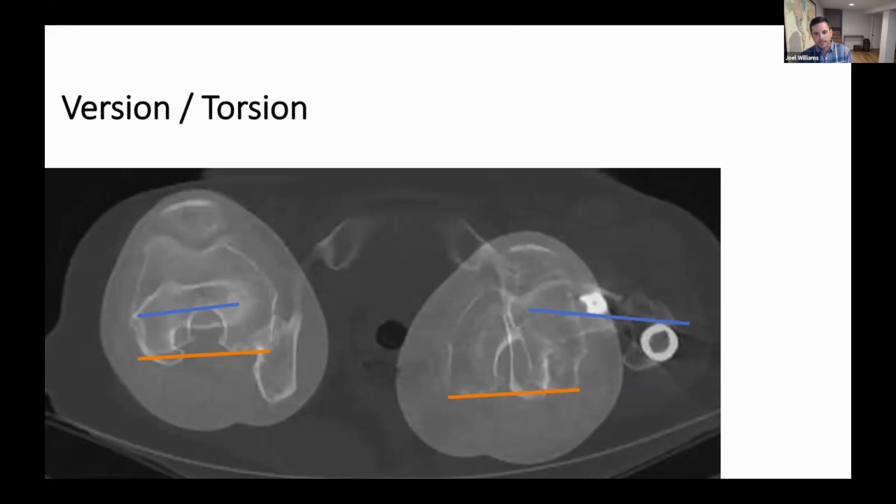So this is a composite or an overlay image created with an axial slice through the proximal femur laid on top of an axial slice through the distal femur.